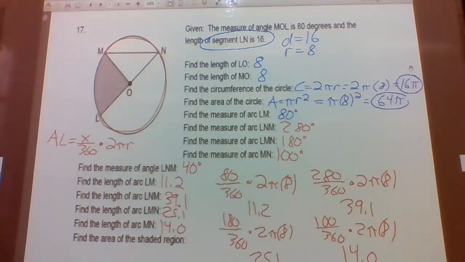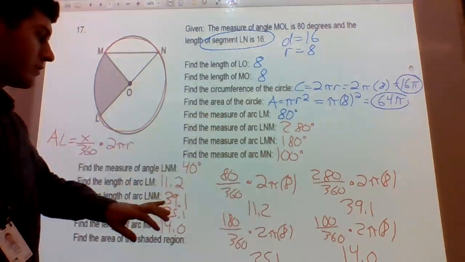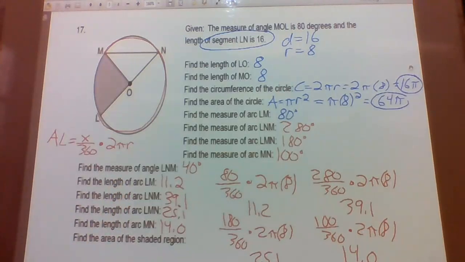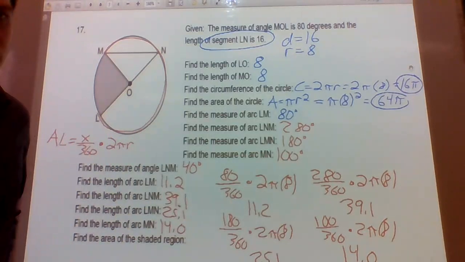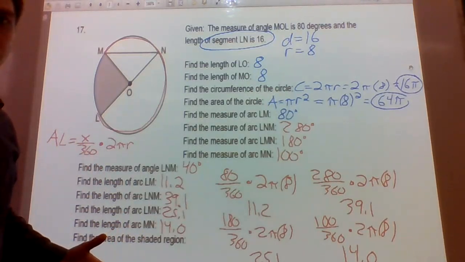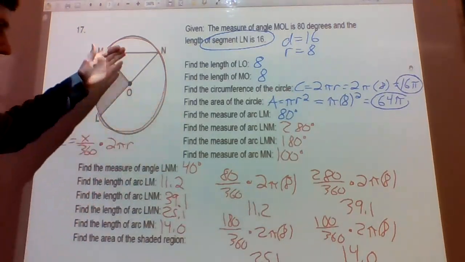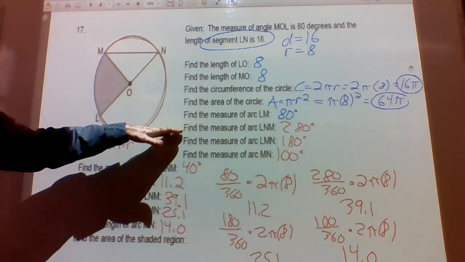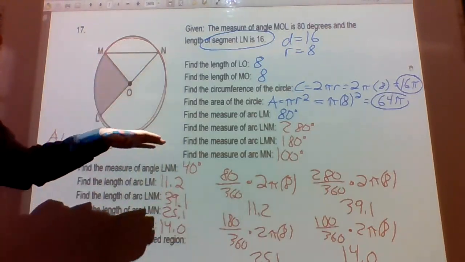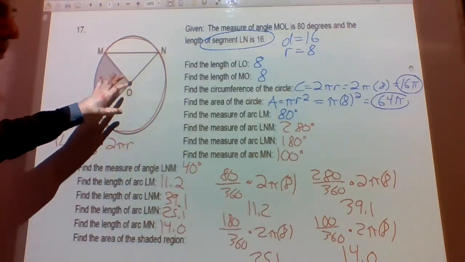So the key here, I think, is you got to make sure on the test, if you're asked for the angle, the measure of the arc, you're solving for the measure of the arc. If you're asked for the length of the arc, you're solving for the length of the arc. So the measure of the arc is simply how much of the circle is it out of 360 degrees. A circle is 360 degrees around. How much of the arc is it out of 360? So LM was 80 degrees out of 360. LNM was 280 degrees out of 360. Arc LMN was 180 out of 360, and arc MN was 100 out of 360.